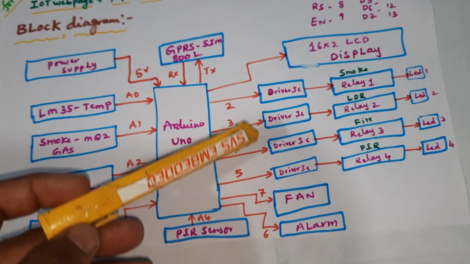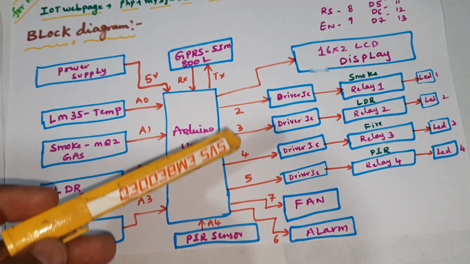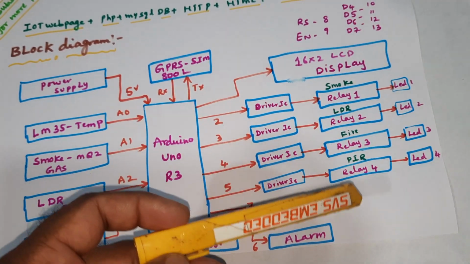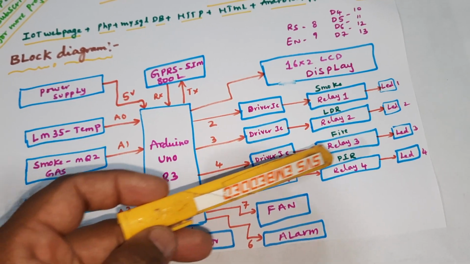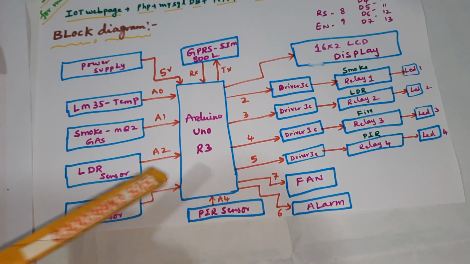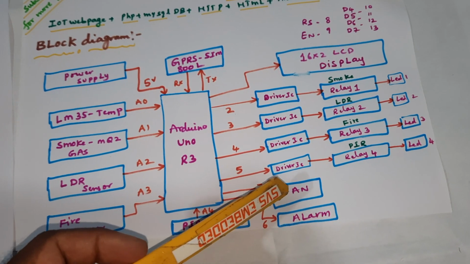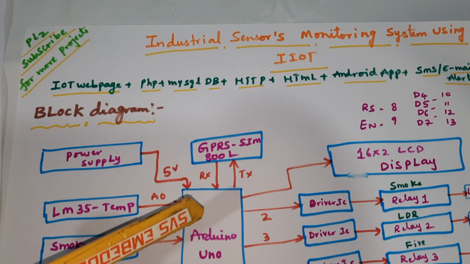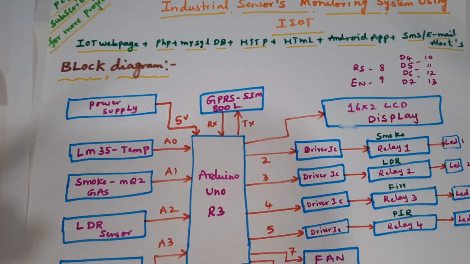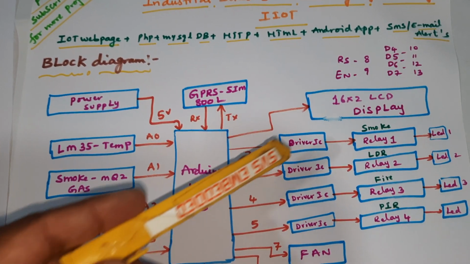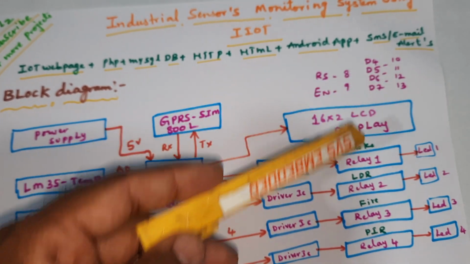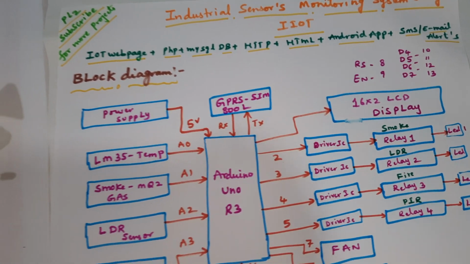Driver is BC547 on GPIO pins: relay 1, relay 2, relay 3, relay 4. Smoke alert, LDR alert, fire alert, PIR alert. For temperature alert we use a fan, and for smoke an alarm. We are using a GPRS modem and sending the data to an IoT web page. And a 16x2 LCD display with RS, enable, D4, D5, D6, D7 on pins 8, 9, 10, 11, 12, 13.